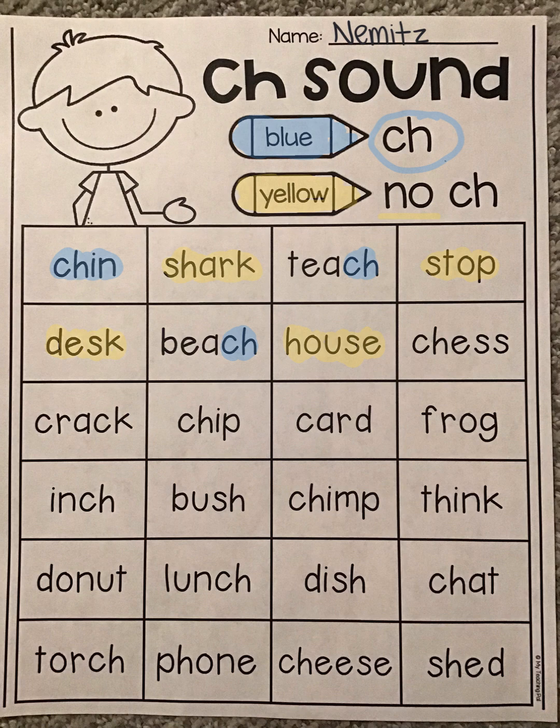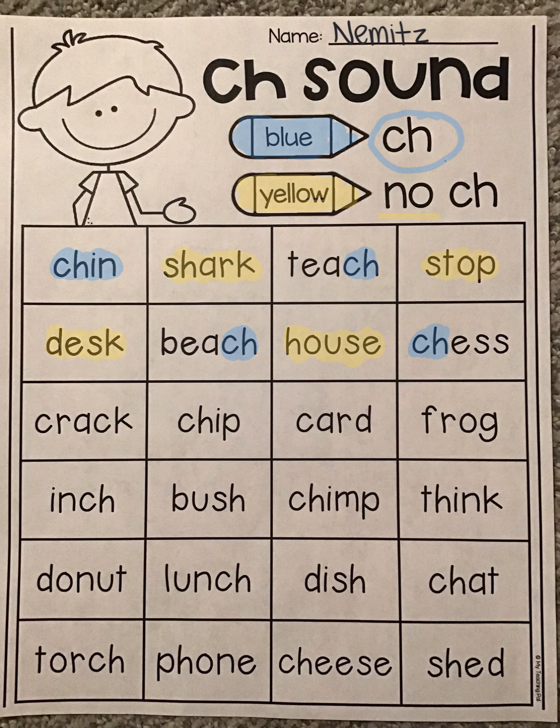The next word after that is the word chess. Ch-e-s. Chess. What are we going to do with the word chess? That's right. We're going to use our blue crayon and we're going to highlight that CH digraph found at the initial part of the word.